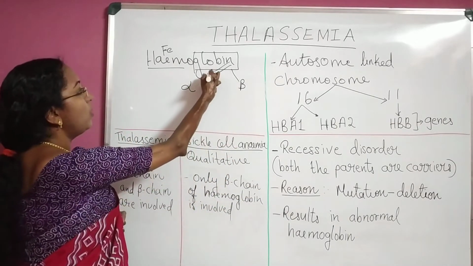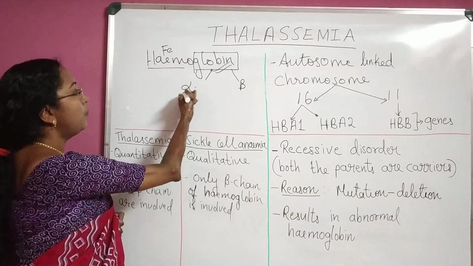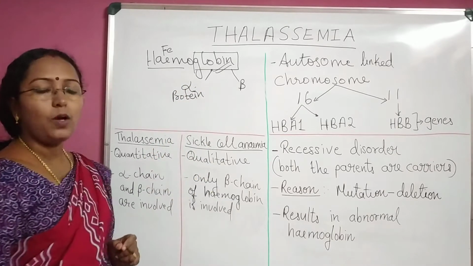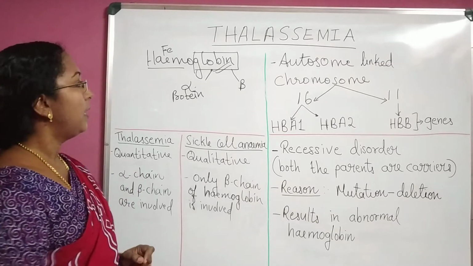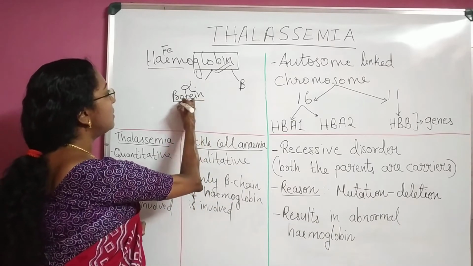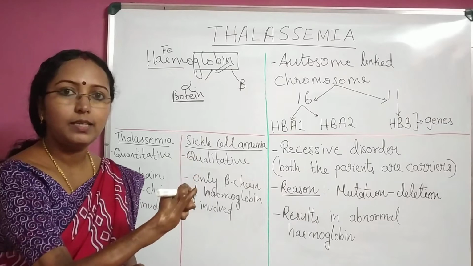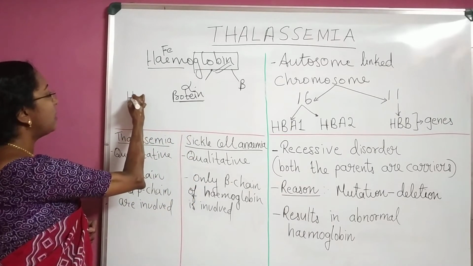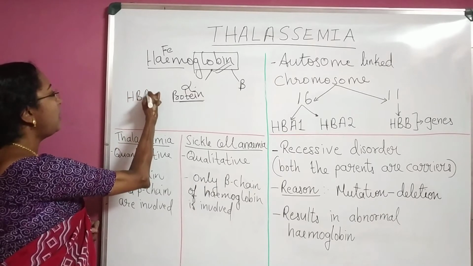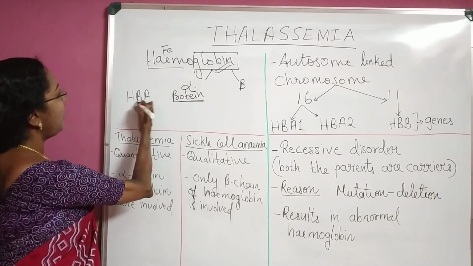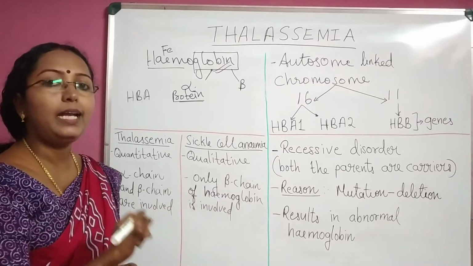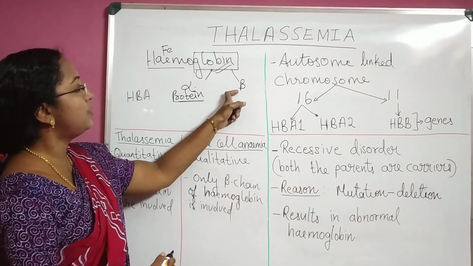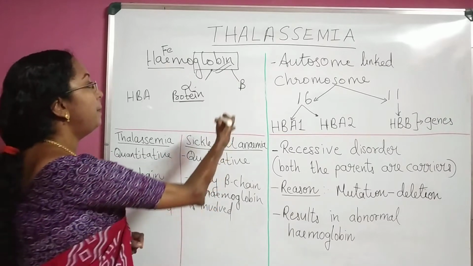See, alpha globin. This alpha globin is a protein or a polypeptide, and this protein is synthesized from a gene. From which gene is it synthesized? It is synthesized from a gene called hemoglobin A. So HB is for hemoglobin and A here denotes alpha. So how can you denote the gene for synthesis of beta globin?